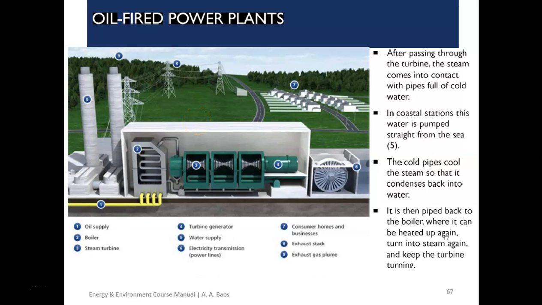So after passing through the turbine, the steam comes into contact with pipes full of cold water. In coastal stations, this water is pumped straight from the sea. As you can see, right from the sea here. The cold pipes cool the steam so that it condenses back into water. It is then piped back to the boiler where it can be heated up again, turn into steam again, and then keep the turbine turning. You can see that the cycle is also repeated here, just like we have in the coal-fired power plant, especially for the steam.